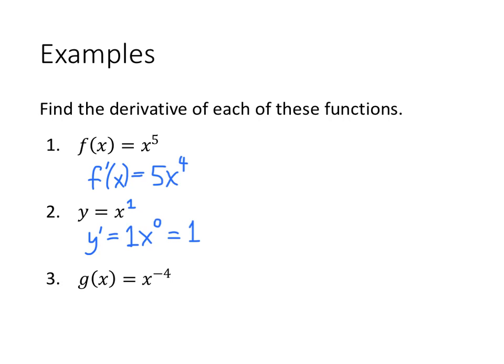Finally, for our third example, the derivative of x to the minus 4 is going to be minus 4 times x to the, okay, so we have to be careful here. Subtract 1 from negative 4. Negative 4 minus 1, that's negative 4 times x to the minus 5. A common mistake here is to think that it's x to the minus 3, but we want to subtract 1, and when we subtract 1 from negative 4, we get negative 5.